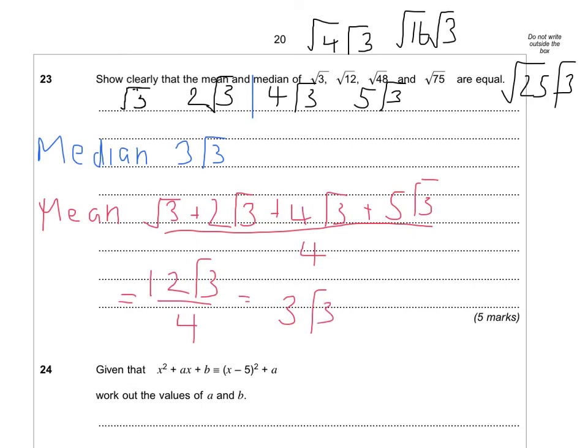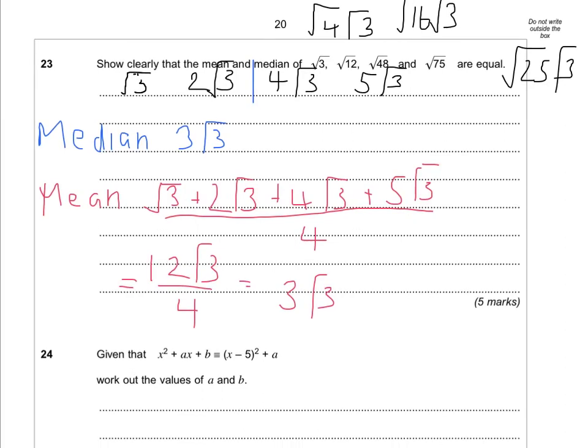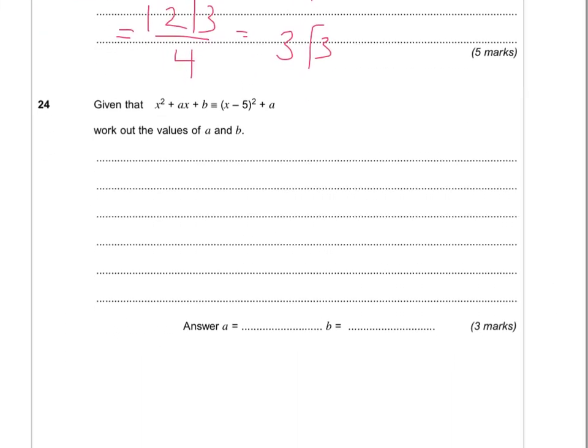Right, so there's the question finished. Moving on to question 24. Question 24 is an algebra problem, and of course this bit in the middle here is an identity.